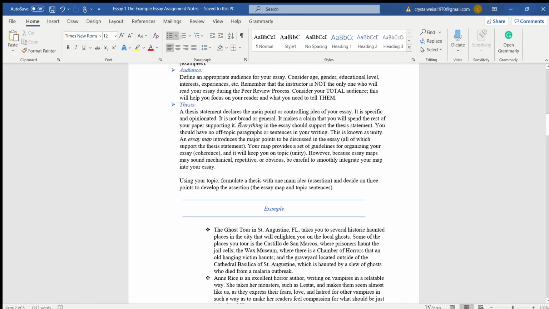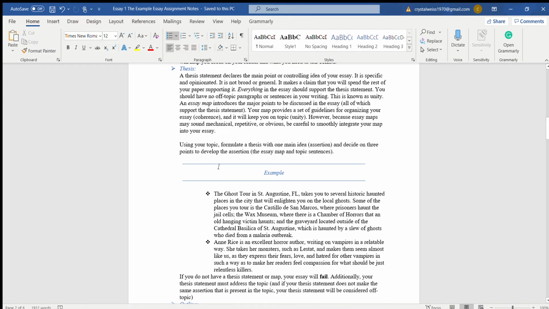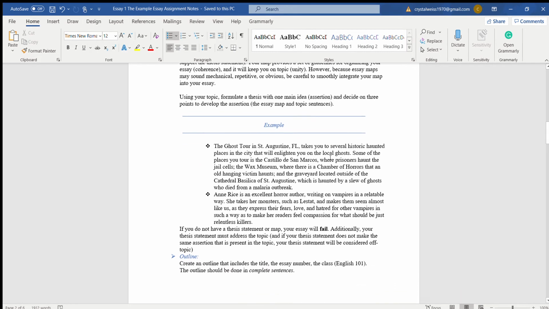The thesis statement, you've read and learned about that. I'm going to let you read that stuff to yourself. So using your topic, formulate a thesis with one main idea, which is your assertion, and decide on 3 points to develop the assertion. This is the essay map, and these will be your topic sentences also.